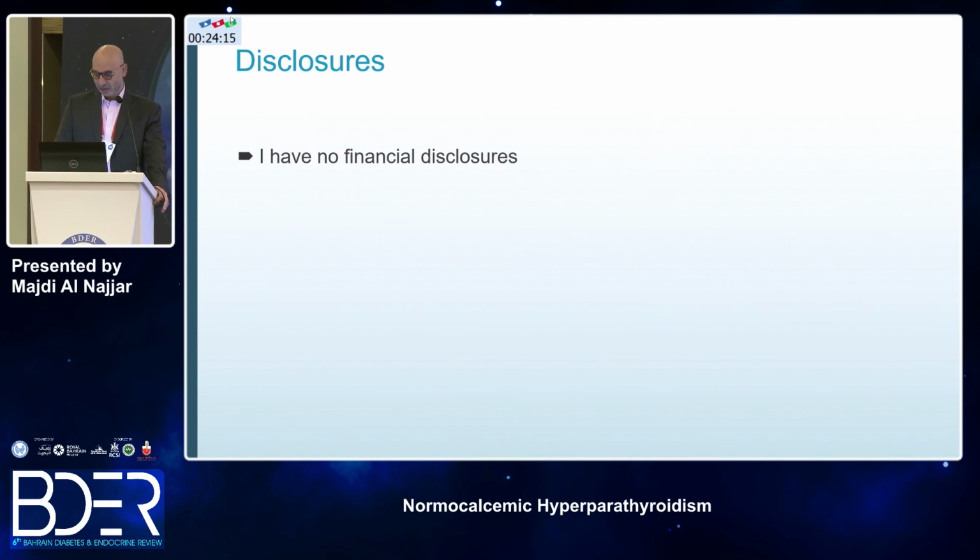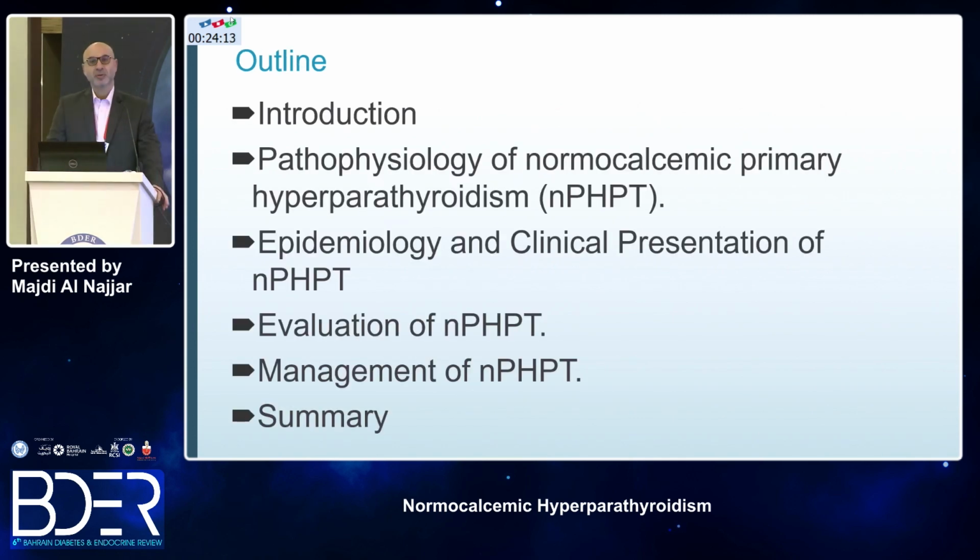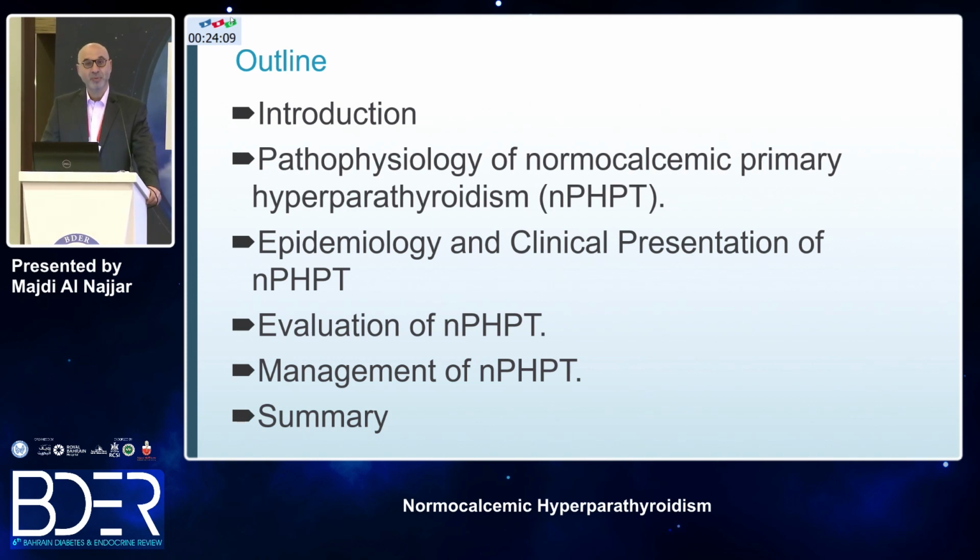I have no disclosures. This is my outline. We'll have an introduction. We'll talk a little bit about the pathophysiology and then the epidemiology and the clinical manifestation of normocalcemic primary hyperparathyroidism. Then how do we do evaluation and management, and then summary.